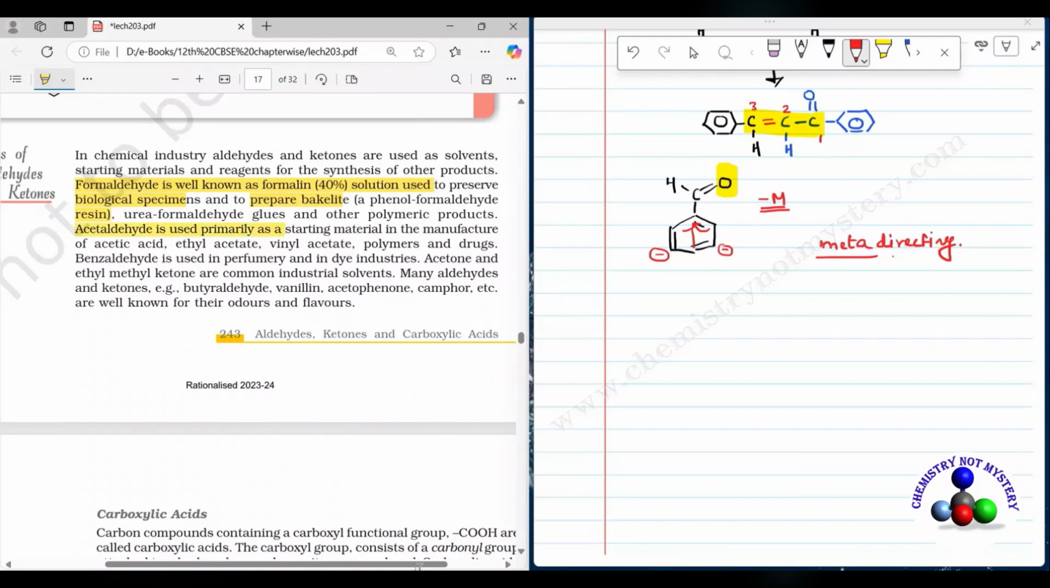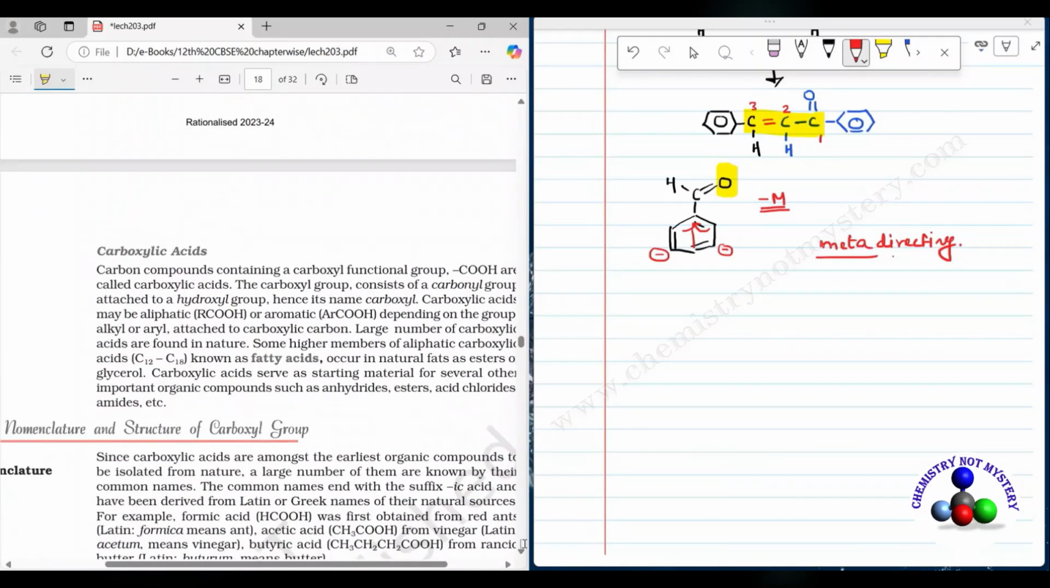Acetaldehyde is used primarily as a starting material in the manufacturing of acetic acid, ethyl acetate, vinyl acetate, polymers and drugs. Benzaldehyde is used in perfumery and in dye industries. Acetone and ethyl methyl ketone are common industrial solvents. Many aldehydes and ketones, for example butyraldehyde, vanillin, acetophenone, camphor, etc., are well known for their odor and flavor. In the next video of this chapter, we will discuss carboxylic acids.